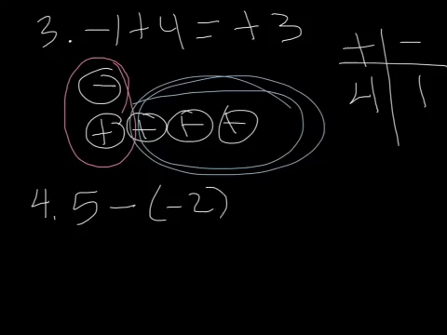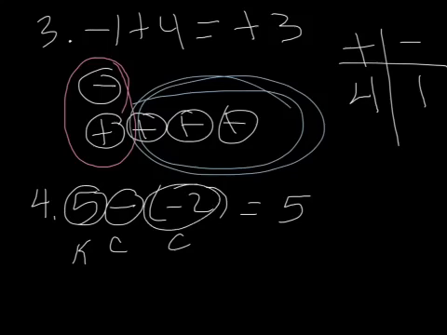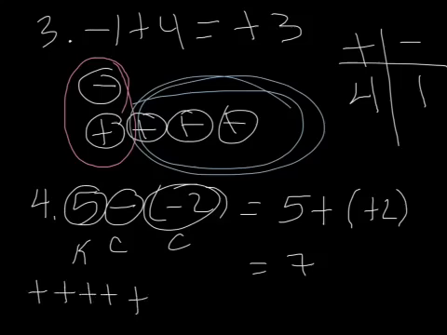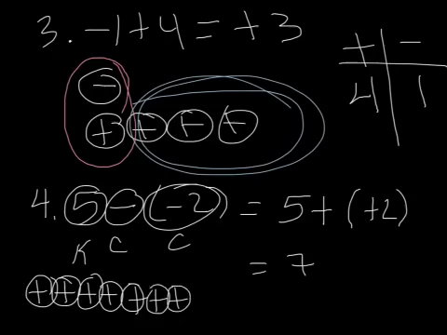Then on number 4, you had 5 minus -2. This one, you don't really have to model anything. If you do the KCC method, you're going to keep the first number the way it is, change that minus to plus, and the -2 becomes a +2. So what's 5 plus 2? 7. And if you really want to model this, you can just do 7 pluses. Bam. There we go.